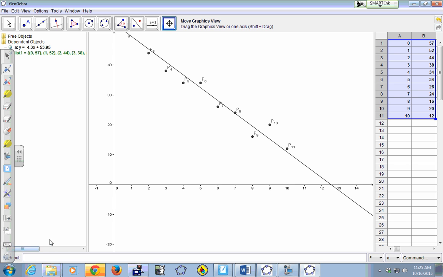If you want your correlation coefficient, your command is correlation. Spell it right. Ooh, good. It knows what I want. And then I go in there and I put list 1 again. Voila, there's my correlation coefficient, negative 0.98. Okay, so GeoGebra is very quick for getting this.